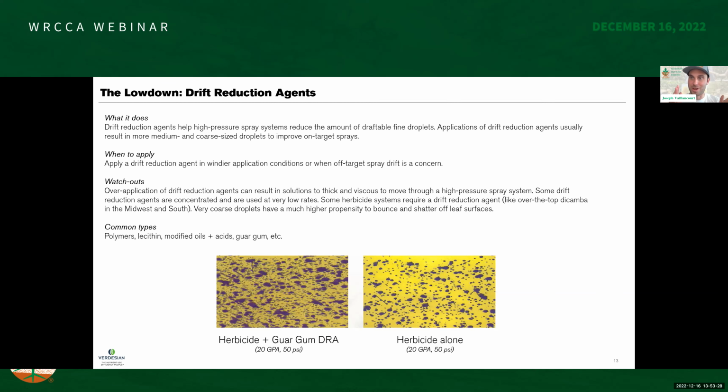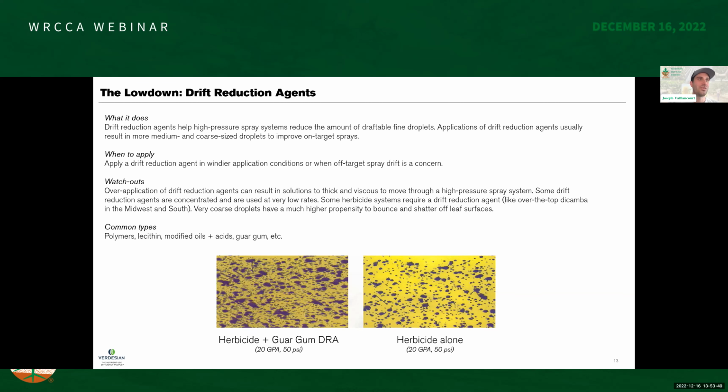Okay, one's too small, it's going to drift away. One's too big, it'll bounce, shatter off the leaf. You really want that perfect size, but hey, sometimes it doesn't always work out that way. It's a windy day out there, and we need to get spraying. That's when it's time to throw a thickener, a drift reduction agent, in the tank.